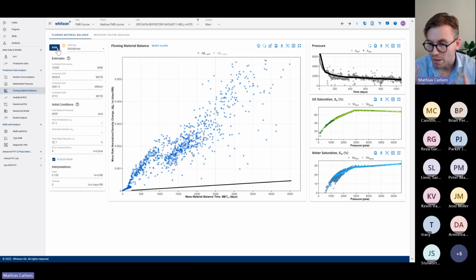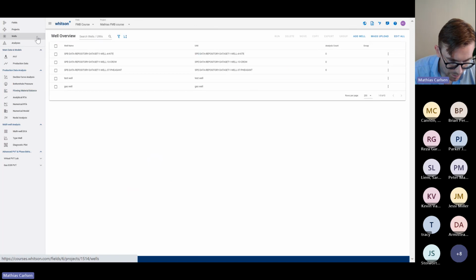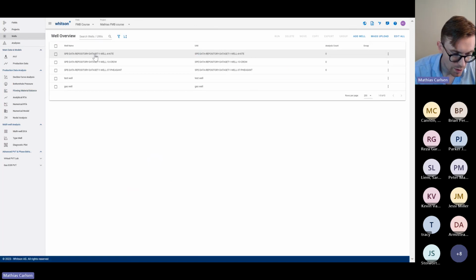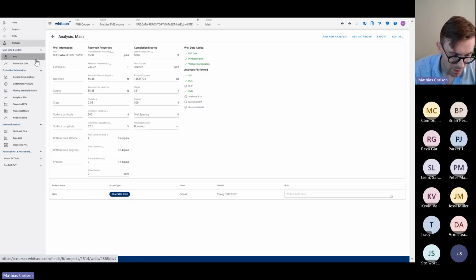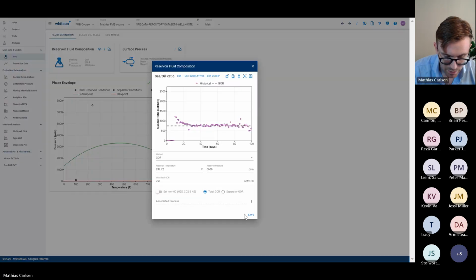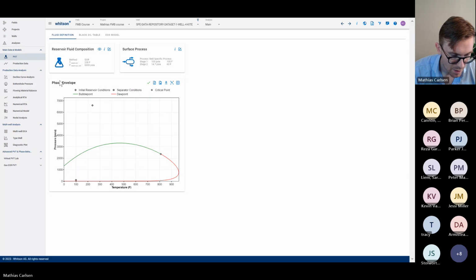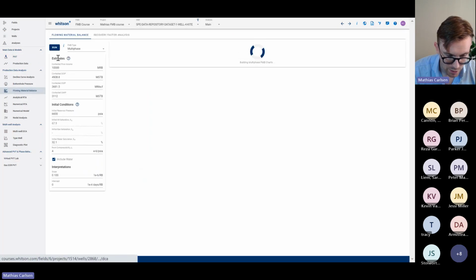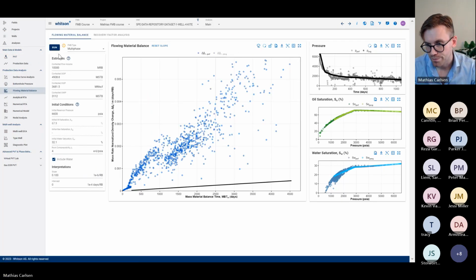Okay, so I'm going to repeat those steps just because I want everybody to join me here. The only thing you're going to do is click well. I'm going to pick the first one, I'm going to pick PVT, open up the PVT card, click save, and go to flow material balance and click run. So two clicks. And it should look something like this. Okay.